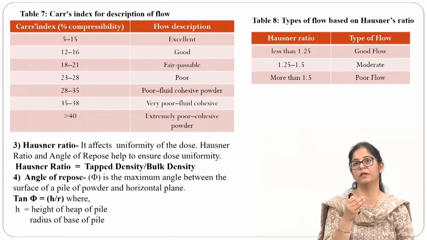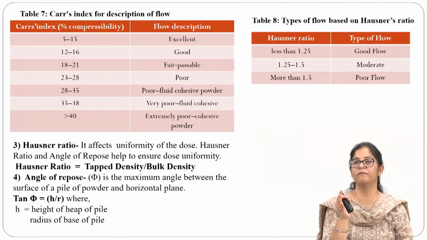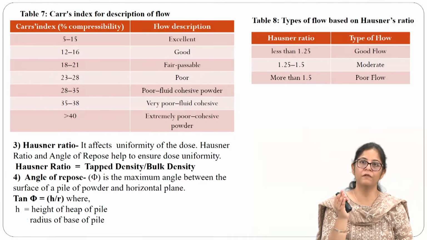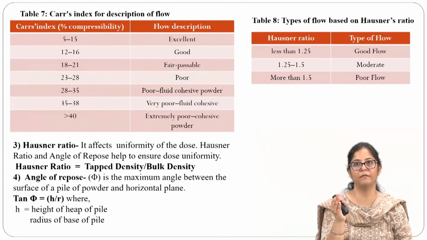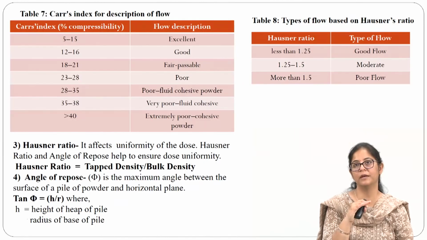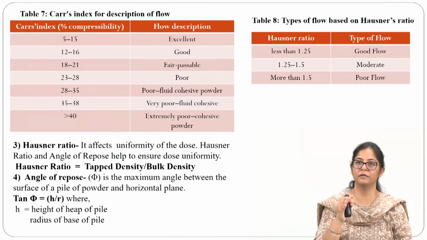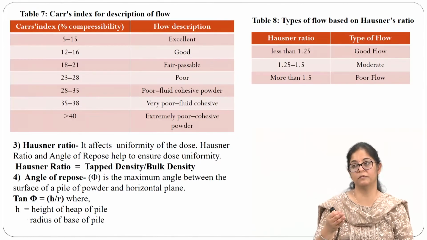So based on the percentage compressibility, you can determine what the flow pattern of the material is going to be like. So if it is between 5 to 15, it's an excellent flow, 12 to 16 good, and likewise 18 to 21 fair passable. That means fair passable means it has an optimal flowability. It can pass, but there is a probability of posing few challenges.